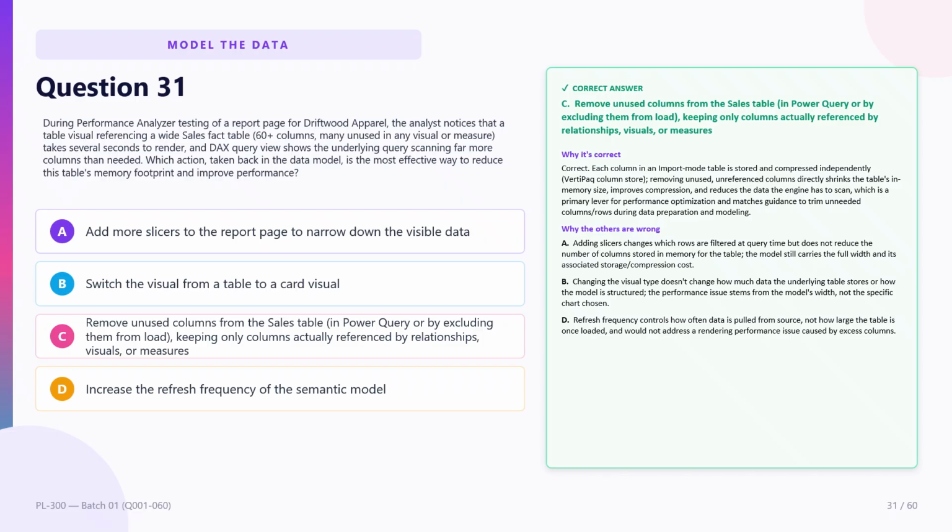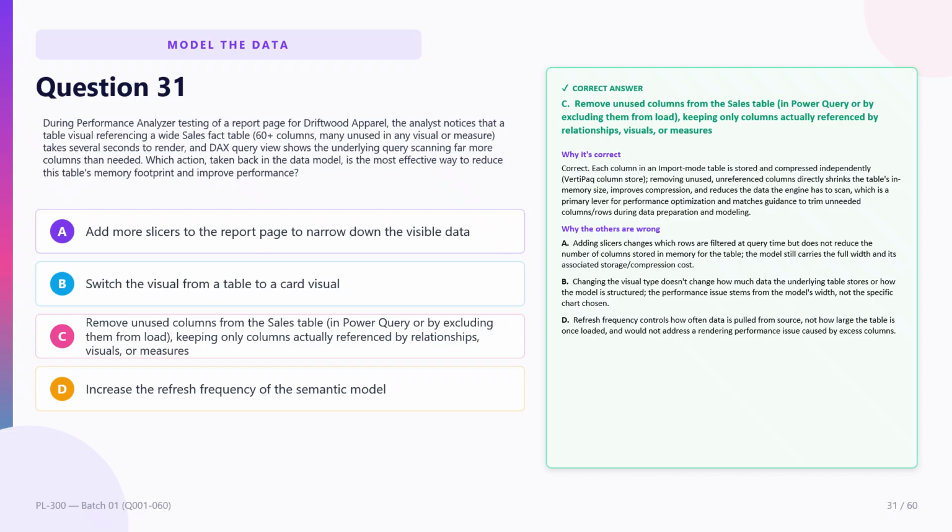The correct answer is C. Remove unused columns from the sales table in Power Query or by excluding them from load, keeping only columns actually referenced by relationships, visuals, or measures.